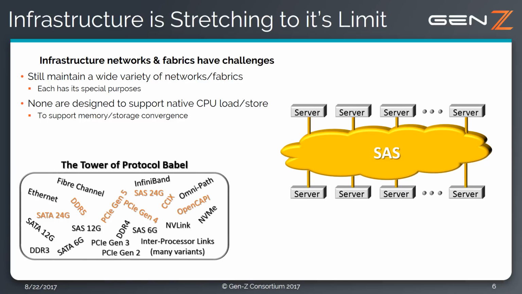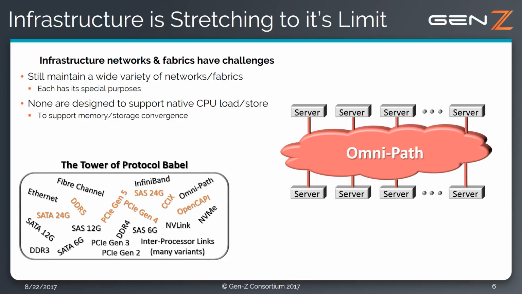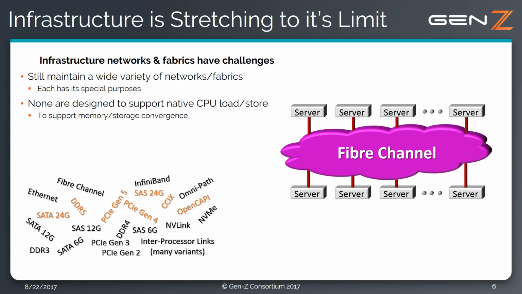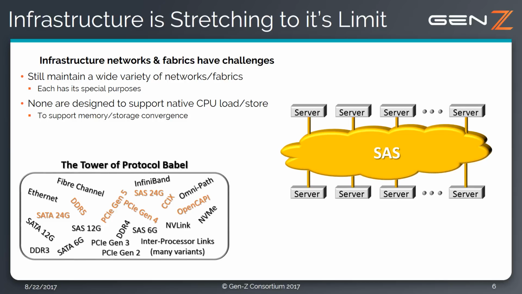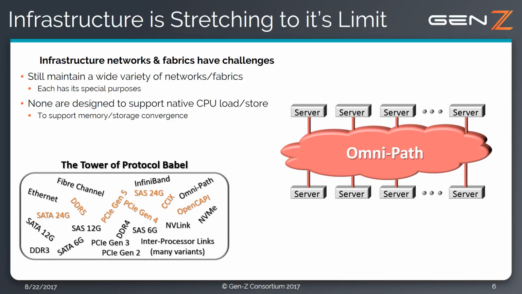We have Ethernet as a general purpose network, Fibre Channel, SAS and SATA for block storage connectivity, InfiniBand and OmniPath for high-performance computing and low-latency messaging, and even PCI Express is used in limited circumstances as a fabric technology. But each of these was created for specific purposes, and none of them behaves as a true memory semantic fabric, to speak the native language of a CPU, which is load-store, read-write, reading and writing bytes and/or cache lines at a time instead of blocks or messages.